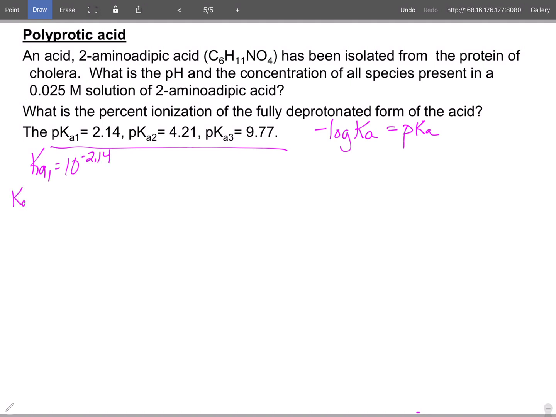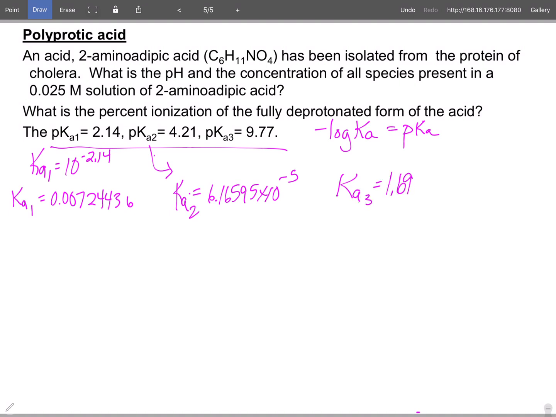So, Ka1 will be equal to 0.007244436. Ka2 will end up with 6.16595 times 10 to the minus 5th. And the Ka3 is 1.698244 times 10 to the minus 10th.